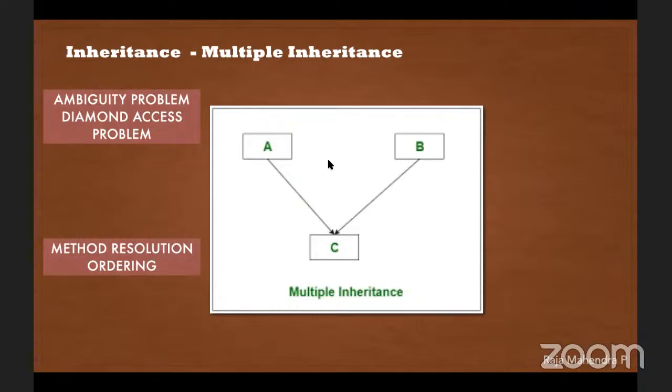The same thing is not possible in Java. Java does not support multiple inheritance, and there are many reasons, but the main reason is that in the real world, it is not possible for the same child to have these different parents. So that is why you can call it the ambiguity problem, the diamond access problem, and we say that it is solved by method resolution ordering.